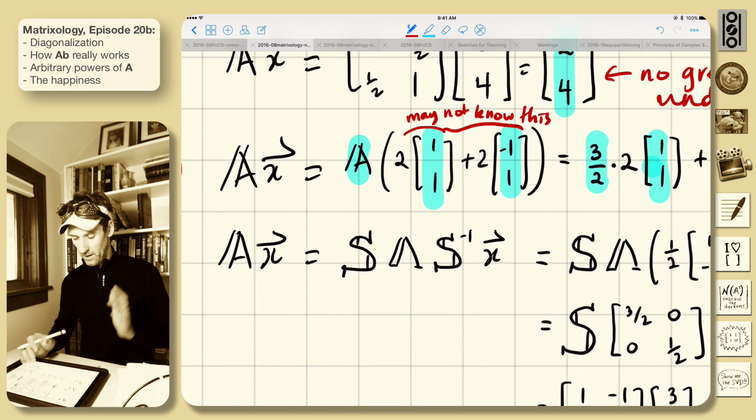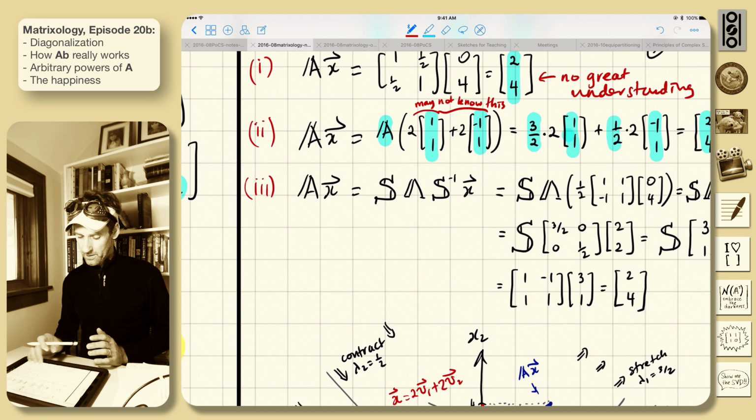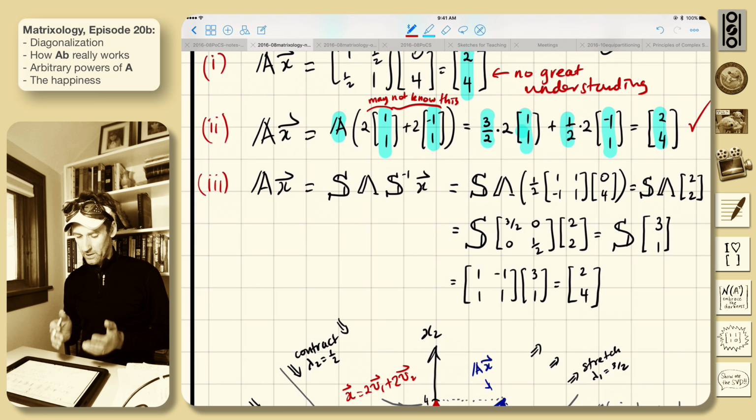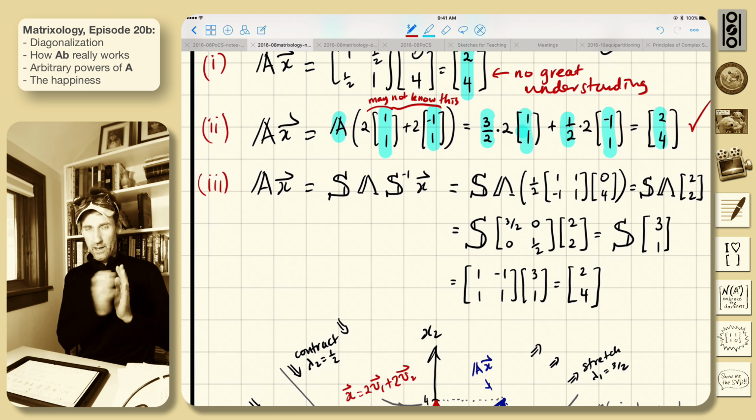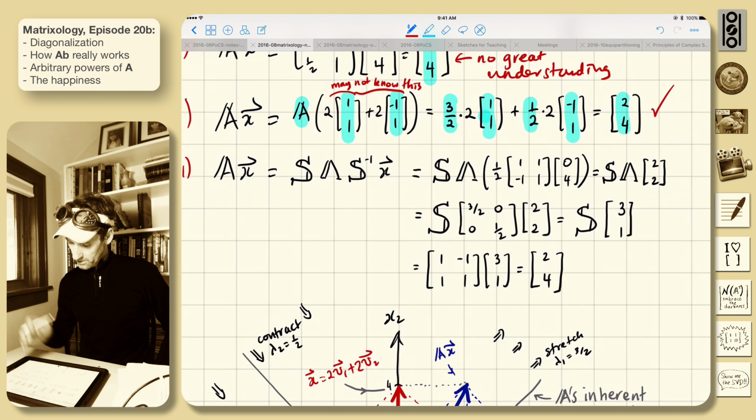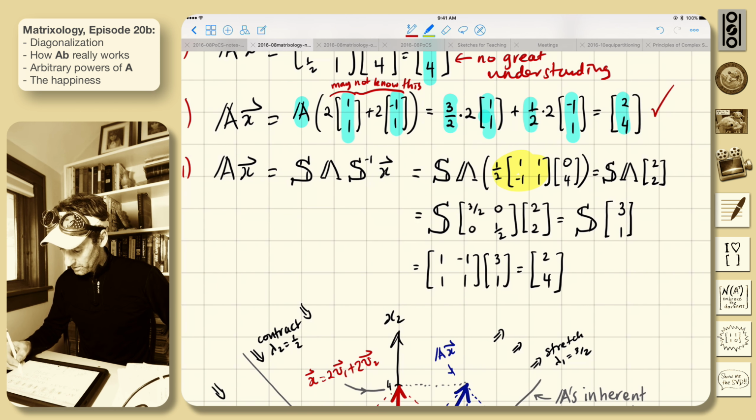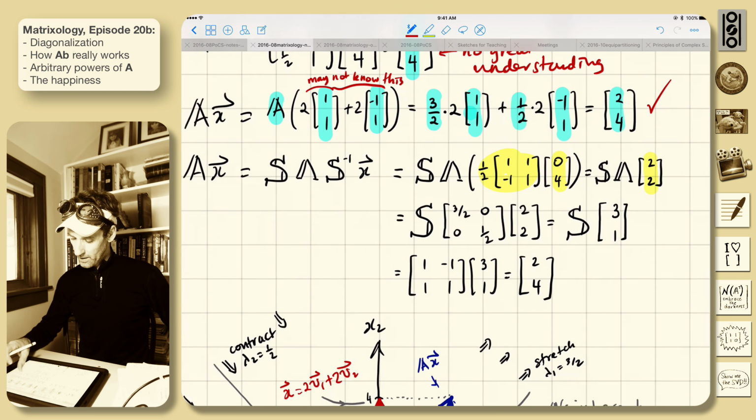But we do because we set it up. So if we don't know that, then this is the way we would do it. We just replace A with S lambda S to the minus 1. And then let's work through and see what it does. So here's S to the minus 1 here, multiplying 0, 4, that's our original thing. So what happens? We just multiply it. We end up with a 4 and a 4 divided by 2, so we end up with 2, 2.